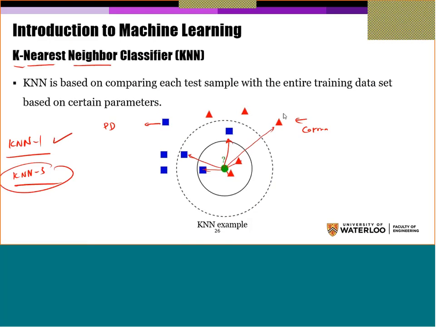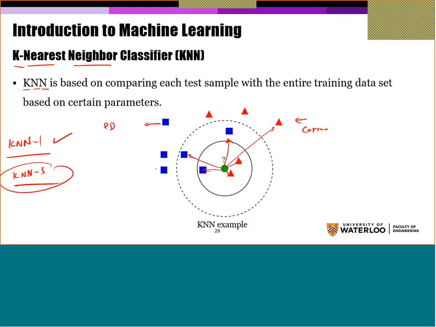KNN, K nearest neighbor. When I have the classes here, as I said, the blue is the partial discharge, and the red triangle is the corona. And I have my point. If I use KNN1, meaning what?